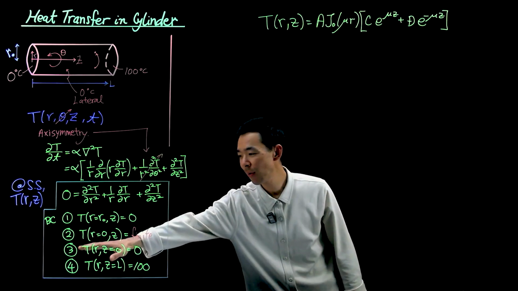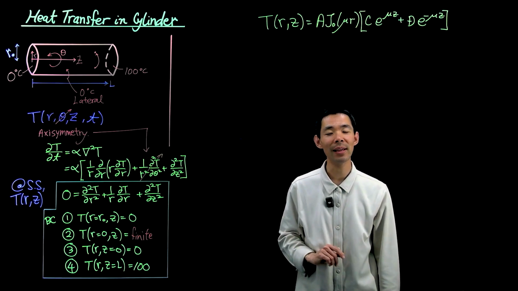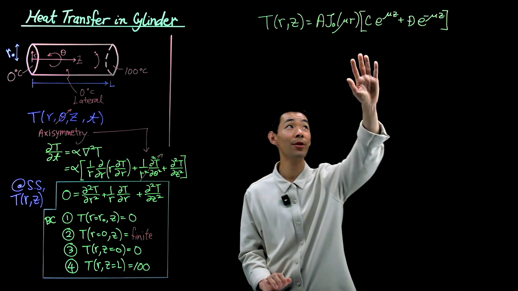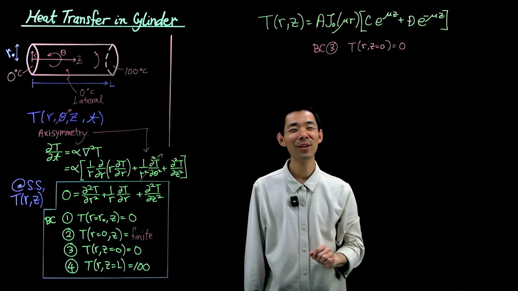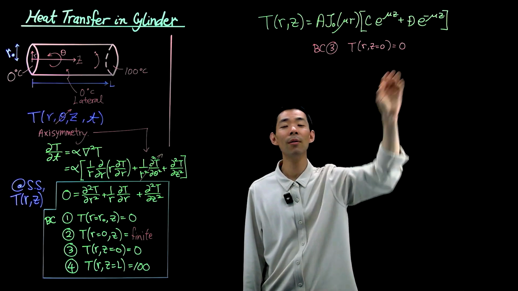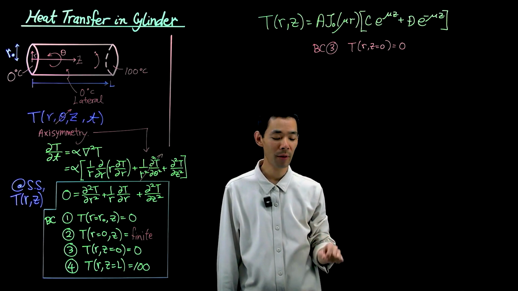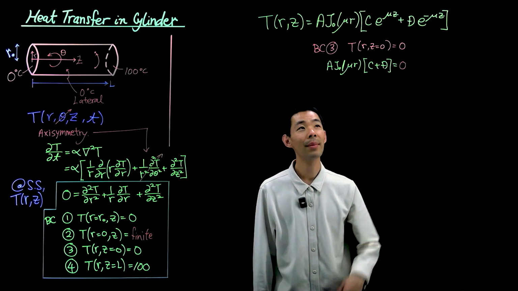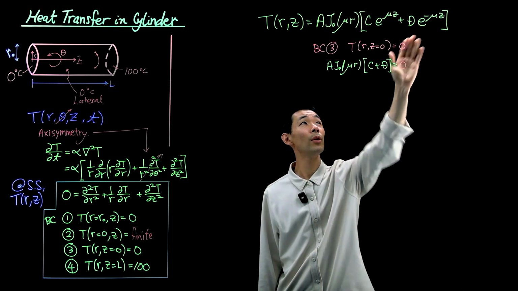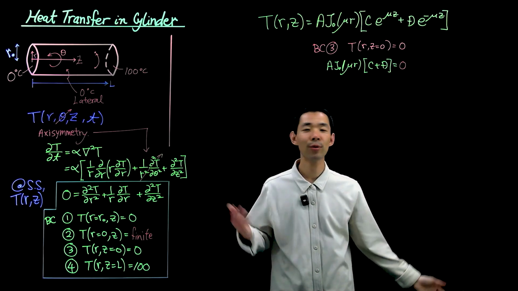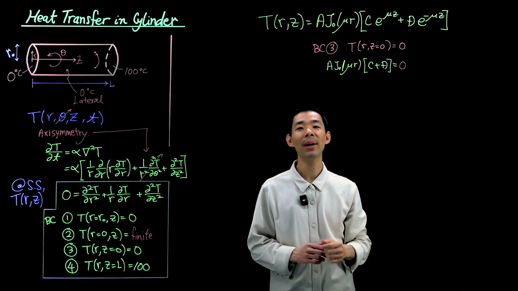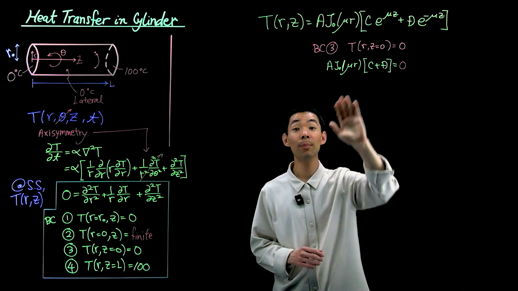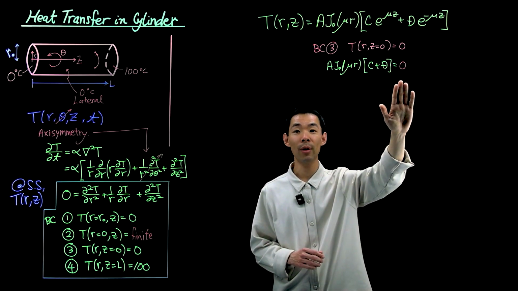Now, boundary condition number 3 is pretty easy. Let's just quickly do that so we can get a relationship between c and d. All we have to do is evaluate z equal to 0, and out comes the following. Z equal to 0 removes both of the exponentials because they're just 1. And so you get c plus d in the bracket times the Bessel's function for arbitrary positions of r must all be equal to 0.